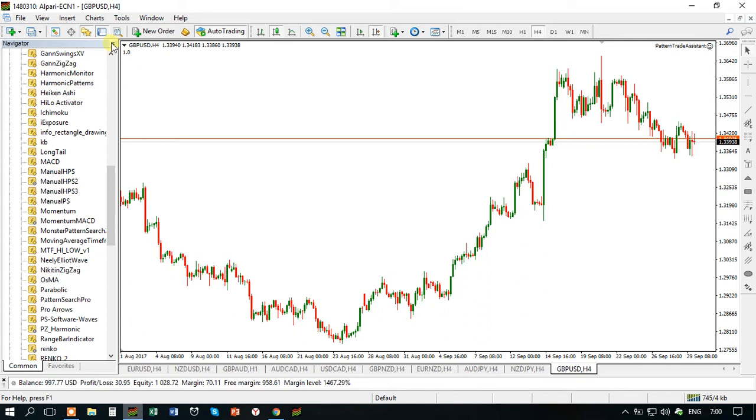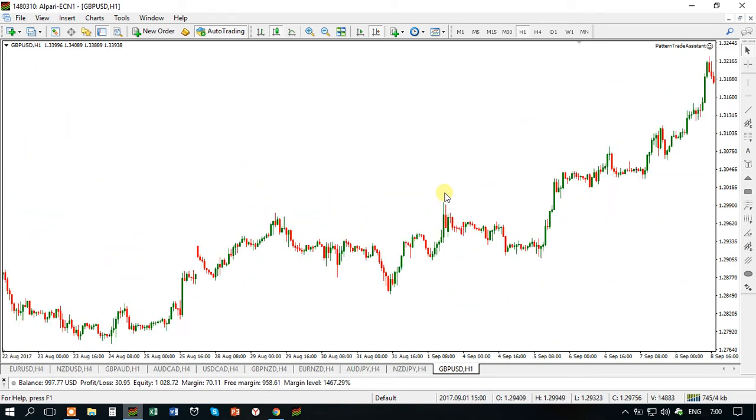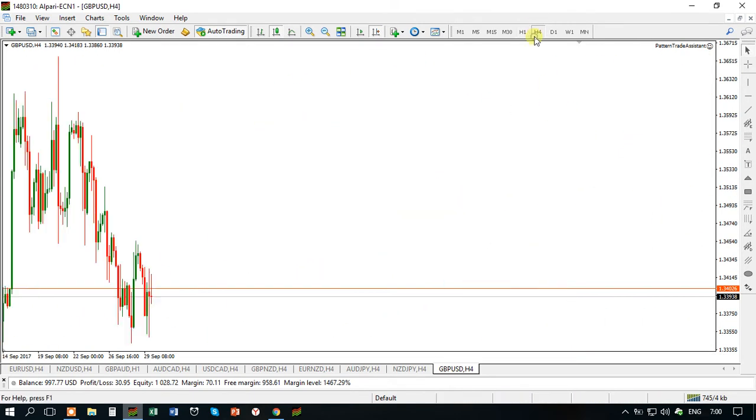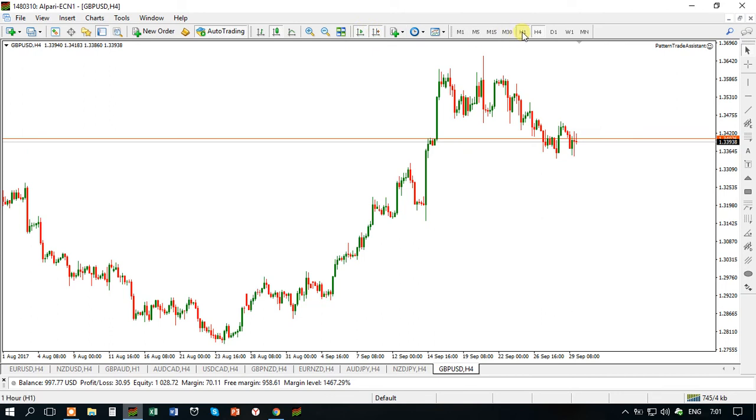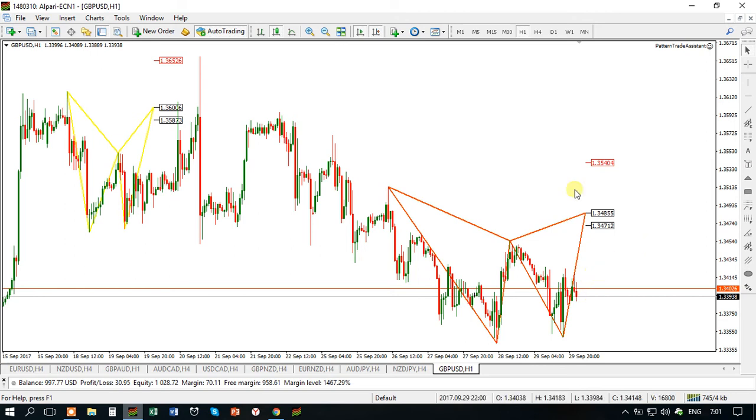Nothing happens. Let me see. Mostly because we don't have anything here, we don't have anything on 4 hour. But we have on 1 hour. Let me refresh rates, because price is not moving, we don't have fresh rates. So what are the differences from the previous version? You have this 90%, and they are automatically drawn with Monster Pattern Search. You don't need to run it anymore. You just attach it and you can trade them.